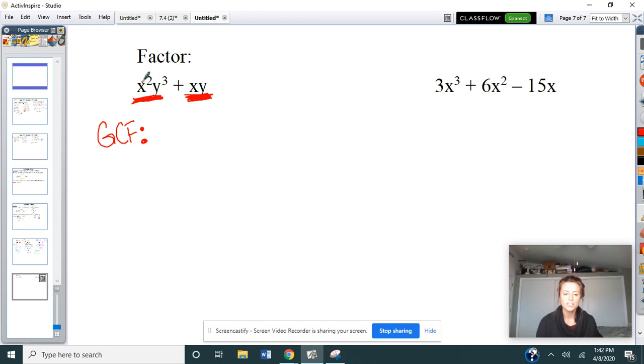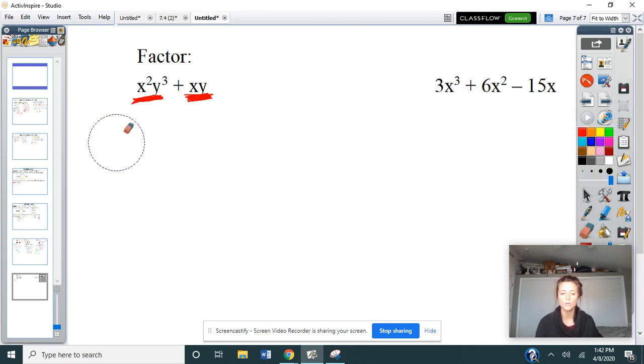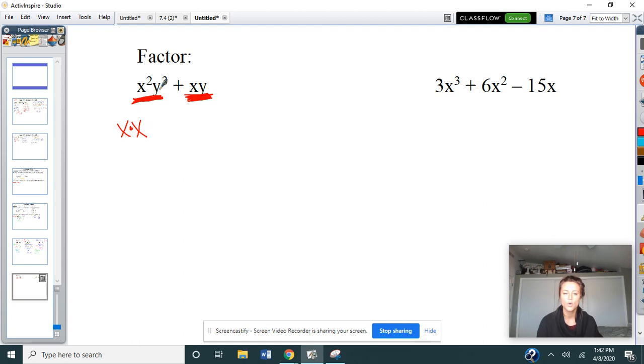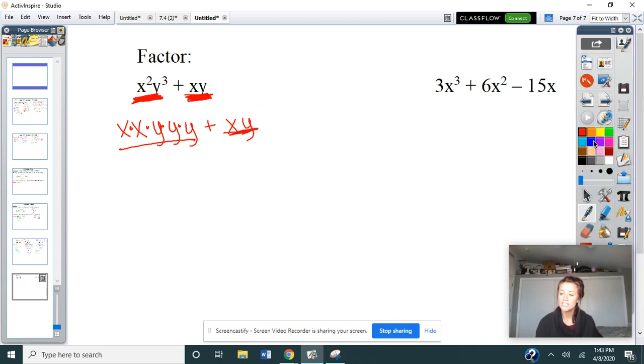So if you're looking here, let me make some room. Let's write out what this really means. X squared means x times x. Y to the 3rd power means y times y times y. It means you have 3 y's being multiplied. So this term turns into this, and it's plus just an x and a y. This term is the same. So we're factoring out the GCF.